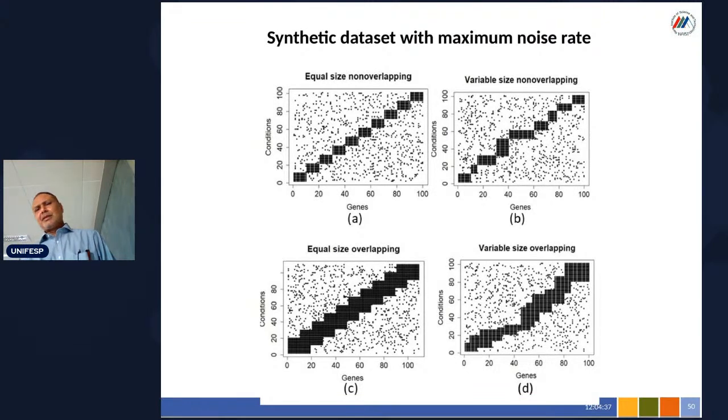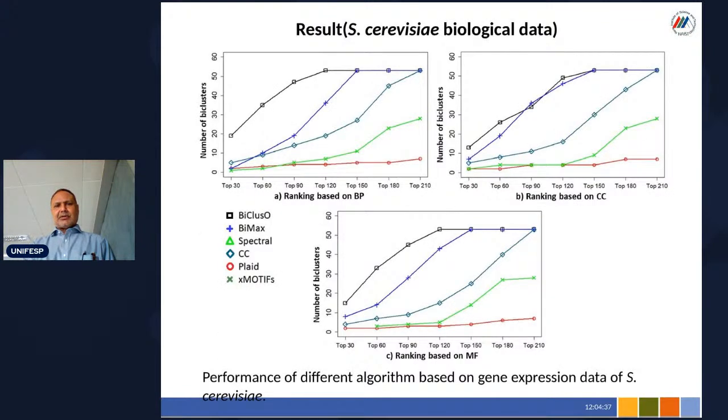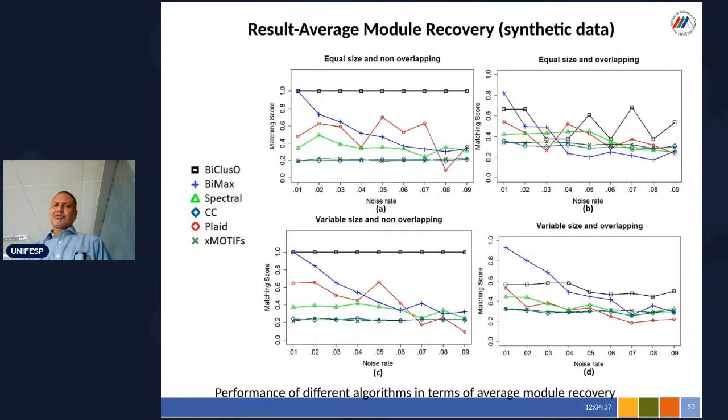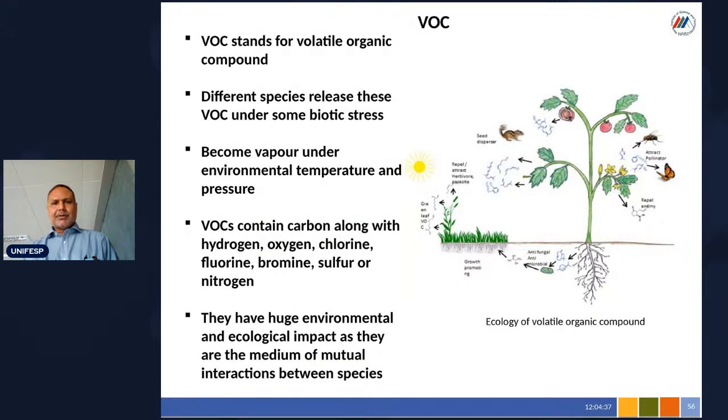These dots are noise. And we can show you that for the species VOC data, BiClass O performed very well to find similar types of species in individual clusters. And also based on expression data, BiClass O performed very well. Here maybe a little bit of comparison. And also here BiClass O performed very well. And for the synthetic data, we also found very good results. Here and here you can see. We used two different types of metrics, and everywhere BiClass O performed very well.